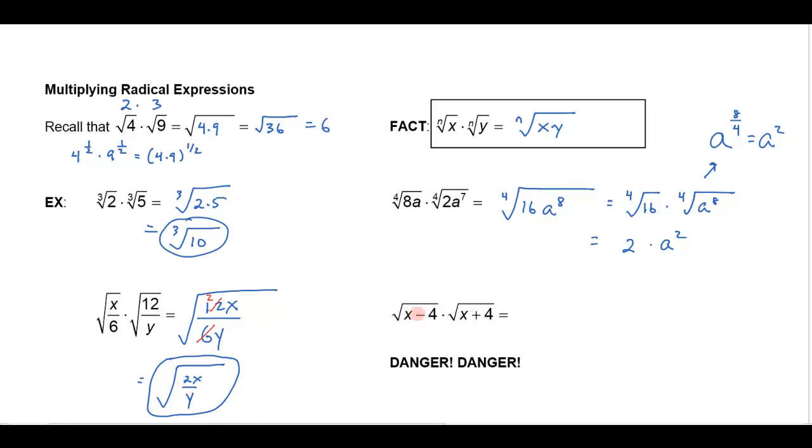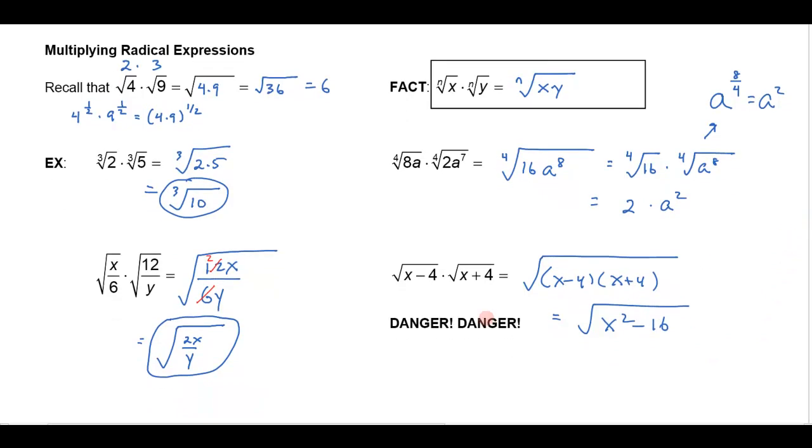All right, the square root of x minus 4 times the square root of x plus 4. Again, I can just put those under the same radical. X minus 4 times x plus 4. That would be the square root of x squared minus 16.